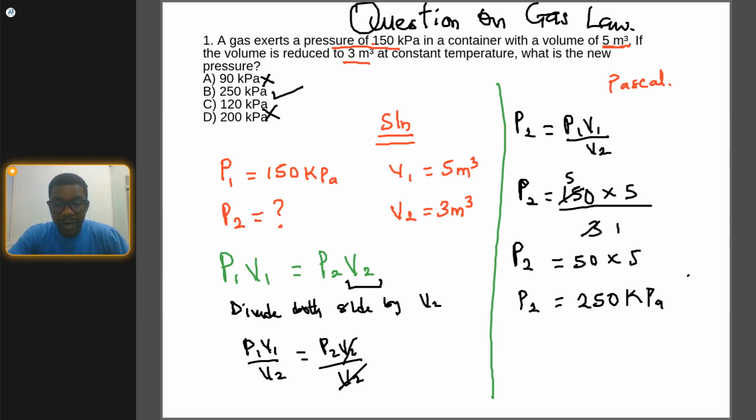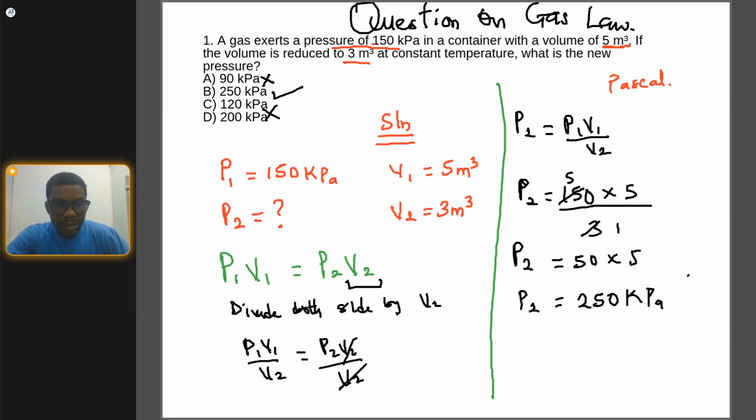First, write out your parameters. When you are done with that, you are going to identify what you are actually looking for. And once you know the parameter you are looking for, you make that parameter the subject of the formula. So this is going to give us P2 equals 250 kilopascal.